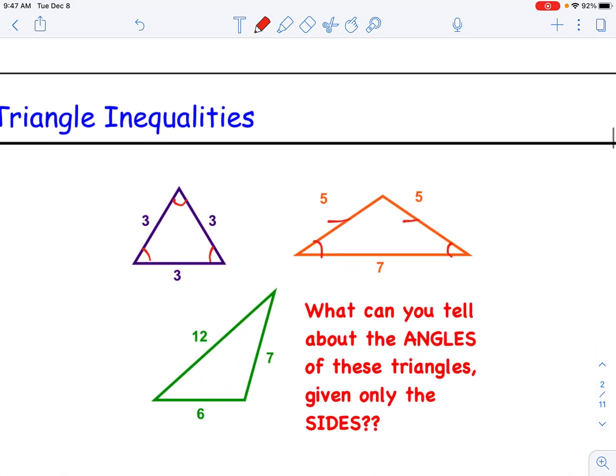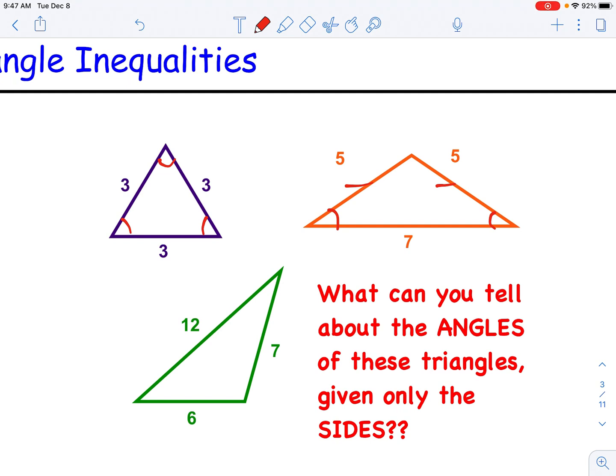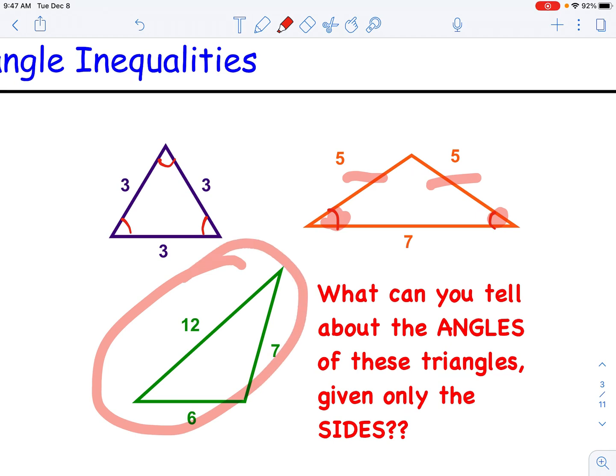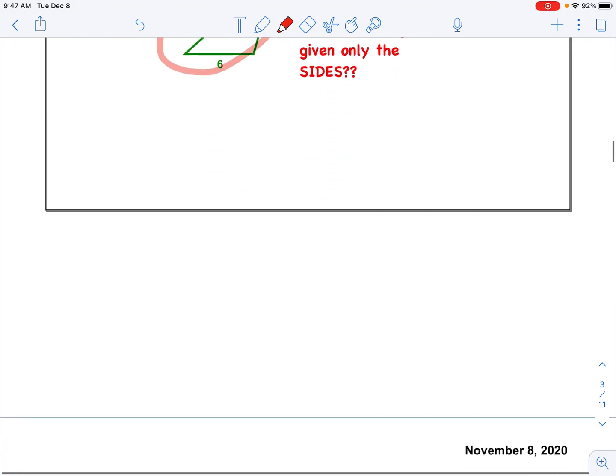All right, so here's what we got. First one is equilateral. If all three sides are the same, then all three angles are the same. This one is isosceles. I know that because 5 and 5 are the same. So we talked about last unit, if two sides are the same, then the base angles are going to be the same. And then scalene, none of the angles are going to be the same. But I could tell based off of this diagram what the biggest angle is, what the smallest angle is, what the medium-sized angle is based off of the side lengths, okay? And that's what we're going to focus on right now.